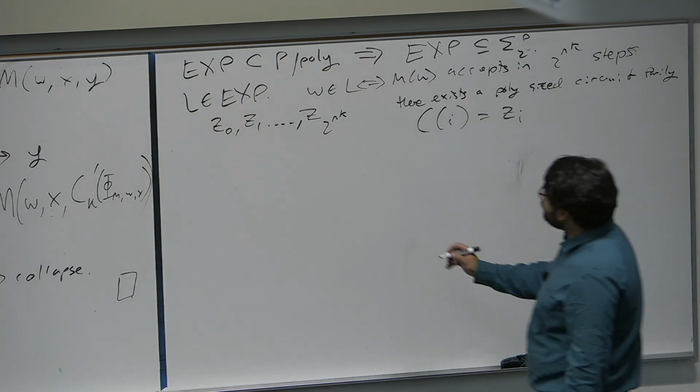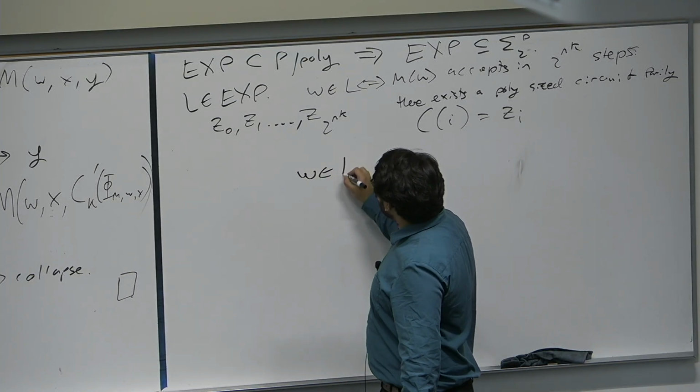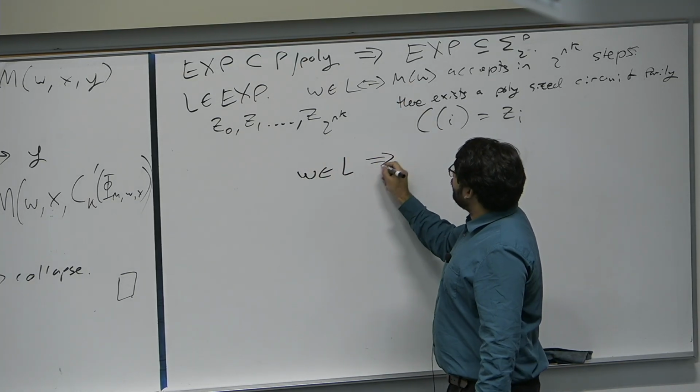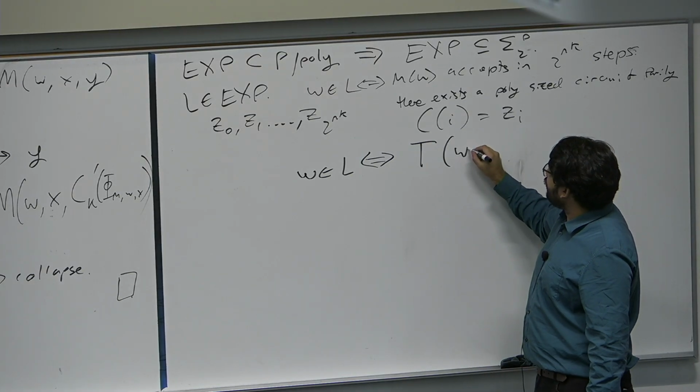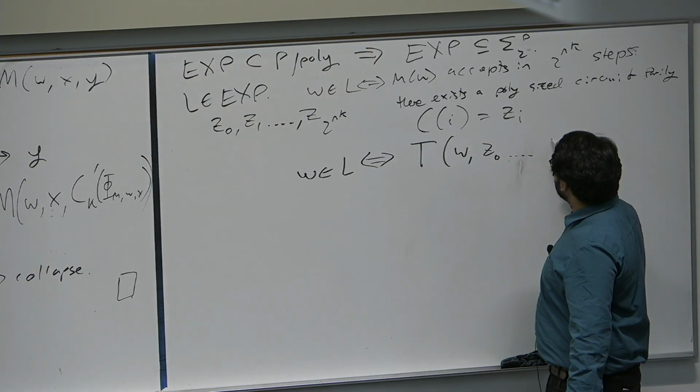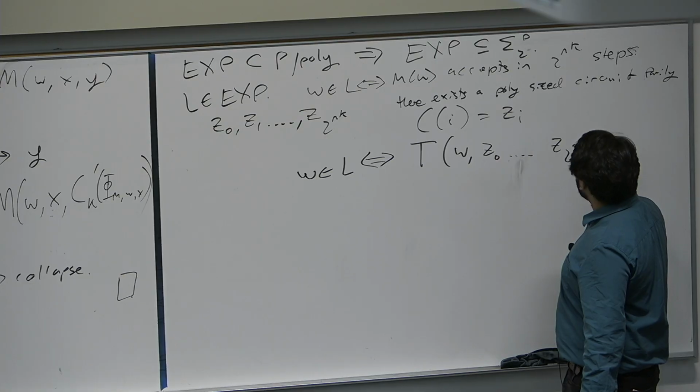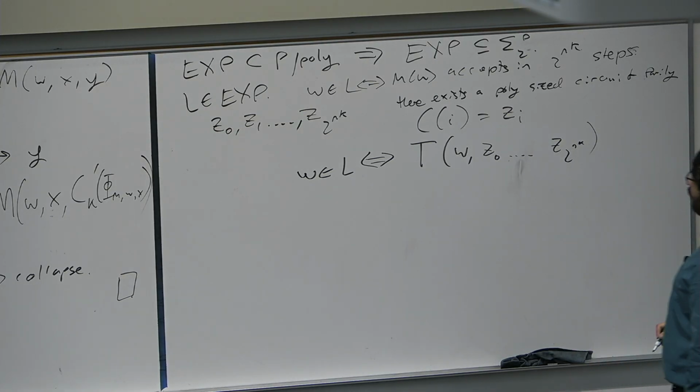So what you could do instead is say w is in L, not if the exponential time machine accepts, but if there exists a machine, let's call it a simple checker T, that takes as input w, but then also z_0 to z_k, z_{2^{n^k}}, and it's somehow able to check those. And if it can check those, it's like, yeah, this is the computation history of the machine that should accept. I can do so efficiently. The problem is it doesn't have access to such configurations.